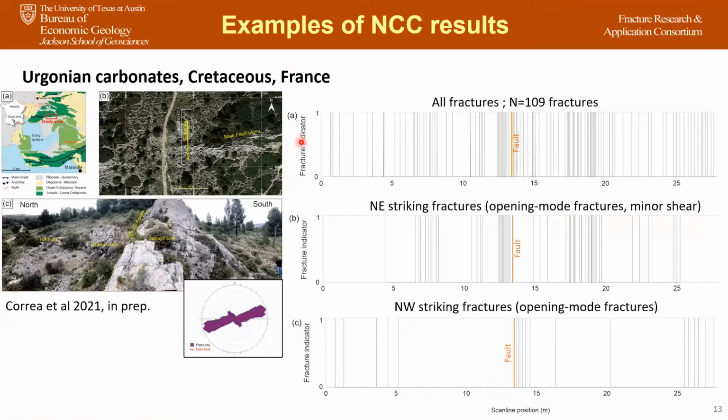You can see here in the first stick plot the whole scan line, which is composed of 109 fractures. And we were able to separate that into fracture sets. In the middle, you can see the scan line just considering the northeast fractures. And in the bottom, the scan line just considering the northwest striking fractures. These are both opening mode fractures and cemented also by calcite.